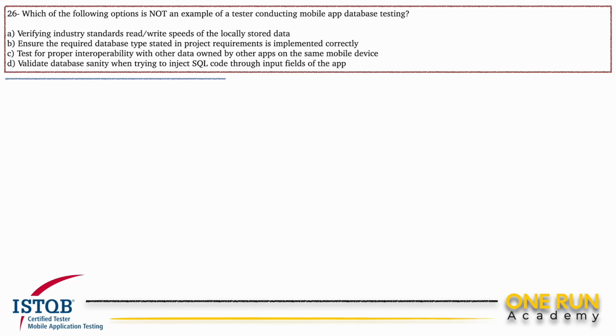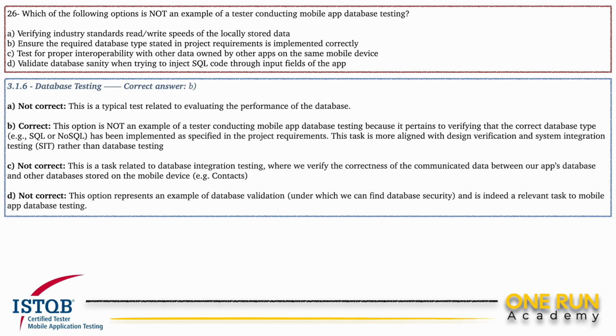Starting with option A. This one does seem incorrect because it represents a task clearly relevant to mobile app database testing. Verifying the read and write speeds of locally stored data is a database performance-related task. It involves ensuring that the app's database operations meet industry standards, which is a critical part of assessing the app's performance and responsiveness. So, option A is not the answer we're looking for, since we are seeking an option that does not correlate directly to mobile app database testing.